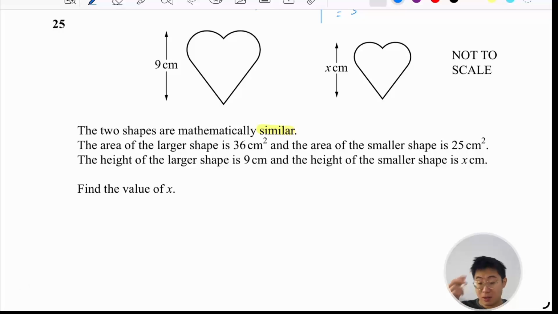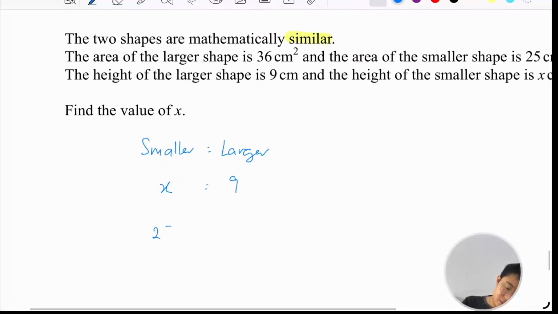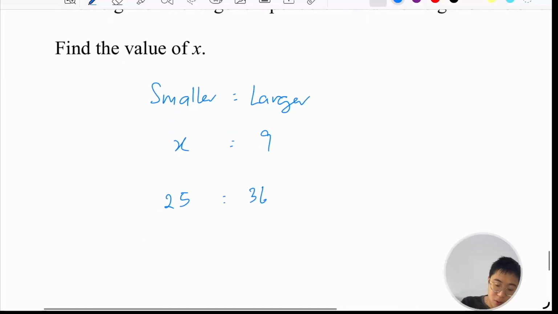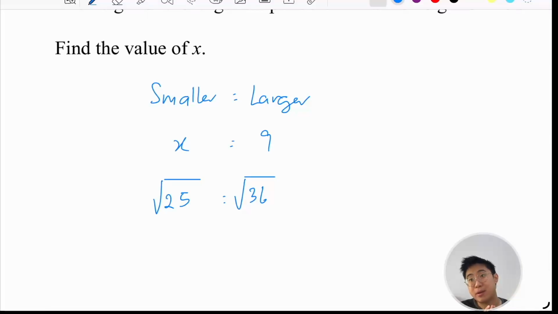First, let's figure out the ratio. Smaller is x, larger is 9. So smaller, larger: x and 9. And then they gave me area, 25 and 36. Now, you have to be careful because they gave you area and they want you to find a length. So you have to change the area back to a length. How do you do that? Square root. You have to do a square root on both of these. That way, they have the same units, and then you can use the ratio method.